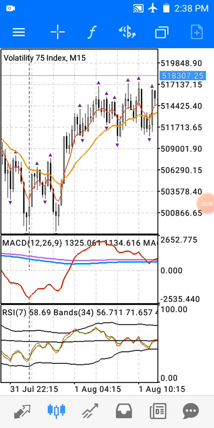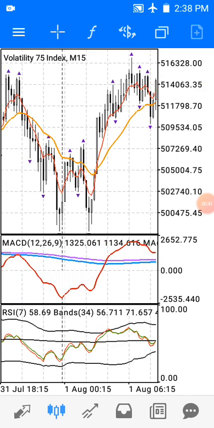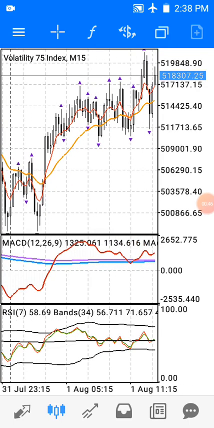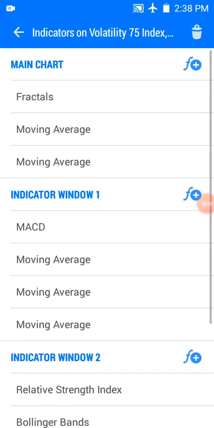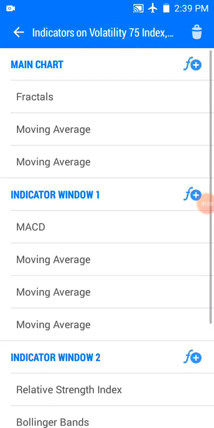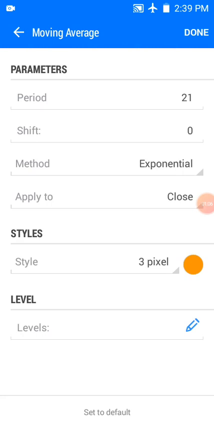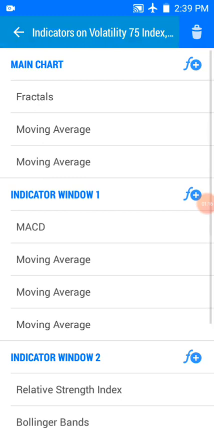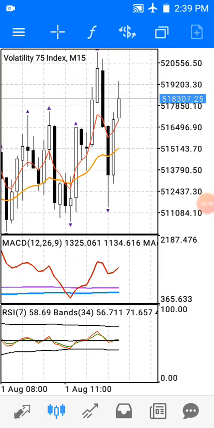Today we'll be looking at a strategy you can use to trade volatility index 75. This is a good strategy. It involves indicators. On the main chart you have moving averages. Let's look at the indicators. You have fractals, purple color. You have moving average 21 EMA, orange color. You also have 5 EMA, red color. That's for the main chart, as you can see.